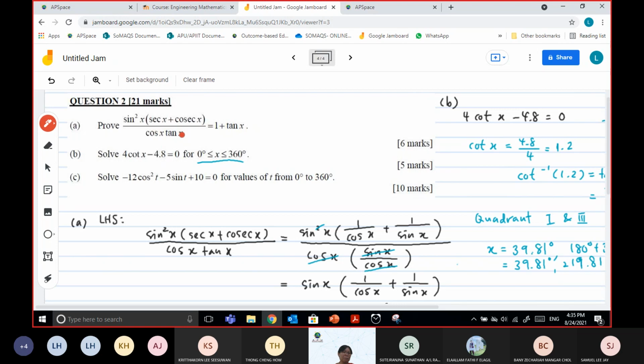Especially in the earlier part, the proving parts. What I realize is sometimes students skip many steps, which makes it hard for me to reward the 6 marks. So you need to take note of that when it comes to proving questions.